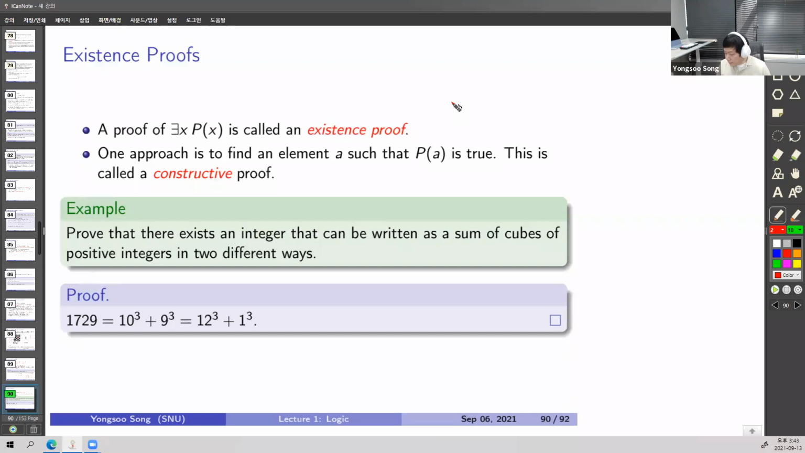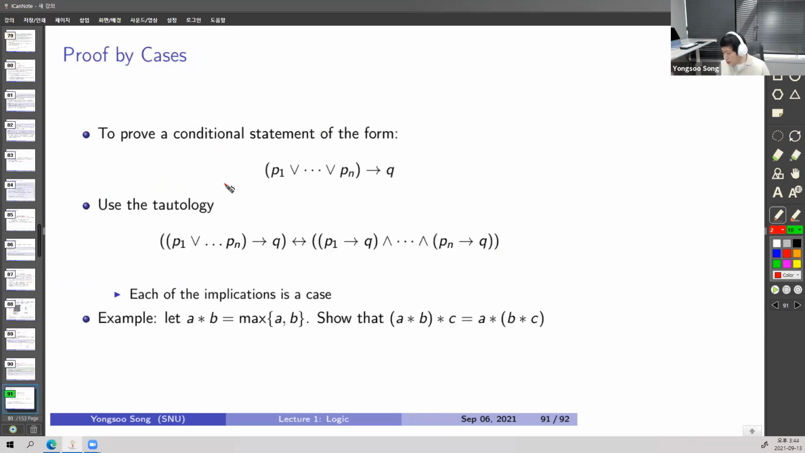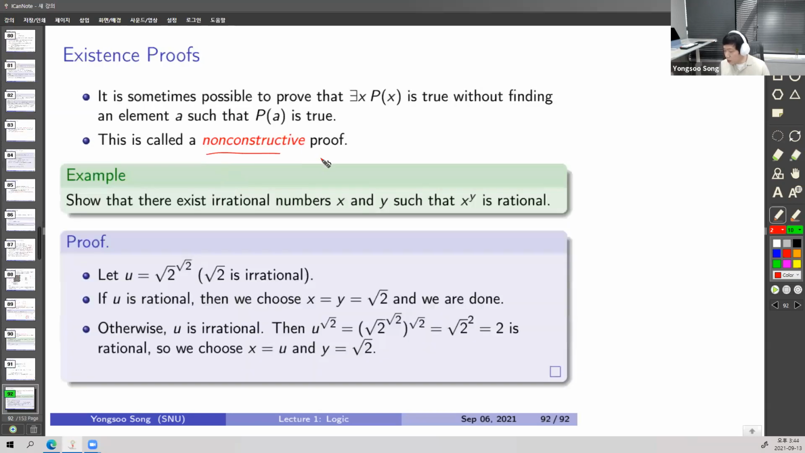Okay, and sometimes a theorem has the form of there exists x such that P of x. So this type of proof is called the existence proof. You just need to show that there exists an element x in the domain satisfying this proposition P of x. So there are two different types of proof. The first one is called the constructive proof, and the second is called the non-constructive proof.